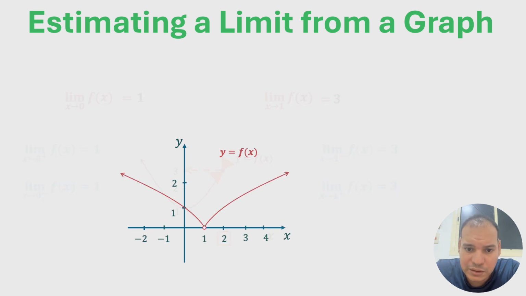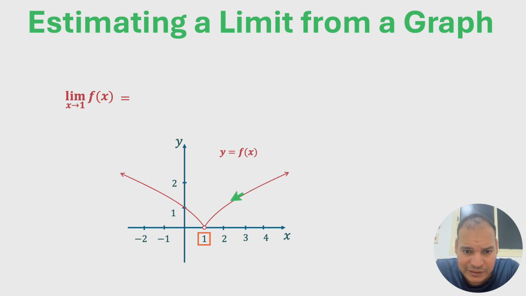Let's continue. We have another function here, a little bit weird, but it's okay. We are going to also use the same ideas. We need to find the limit of the function f of x when x approaches 1. This is 1 on the x-axis. Let's approach 1 along the graph from both sides and see what we have.